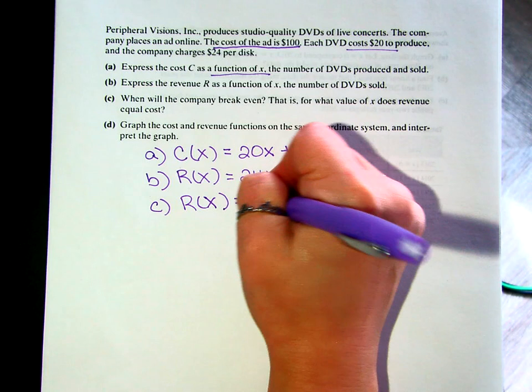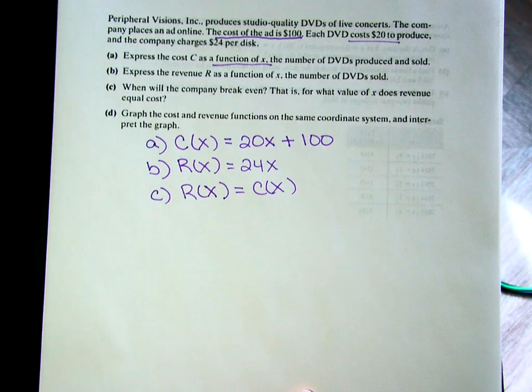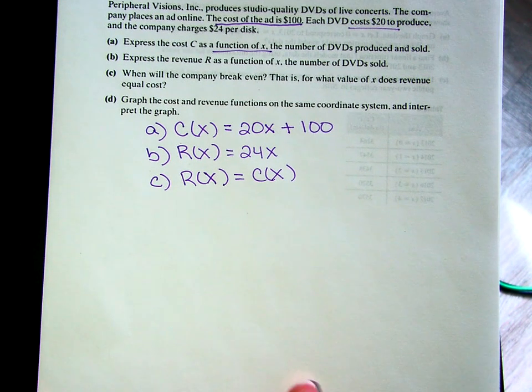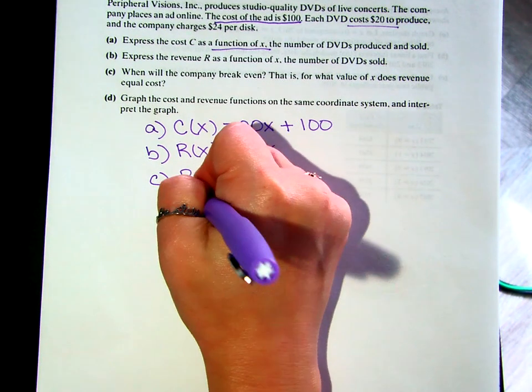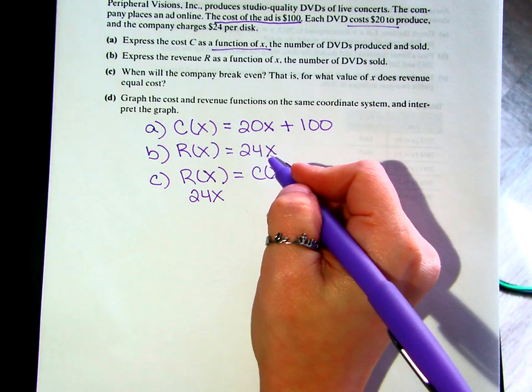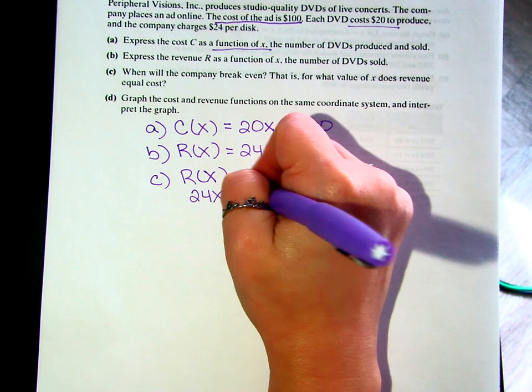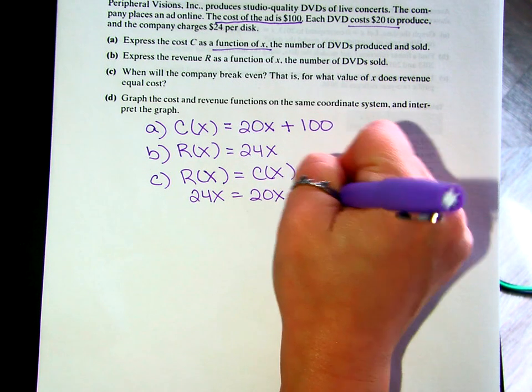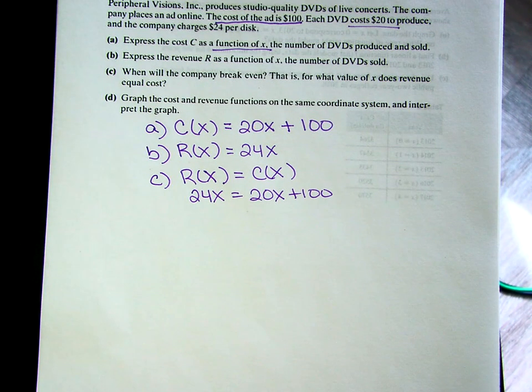Because that's when the company actually breaks even. That's when the cost of making the DVDs will equal the amount of money they've brought in from selling the DVDs. So I'm going to have 24x, because that's what my revenue function is, equal to 20x plus 100, which is my cost function. And I'm going to solve to figure out how many DVDs they're going to need to sell in order to break even.